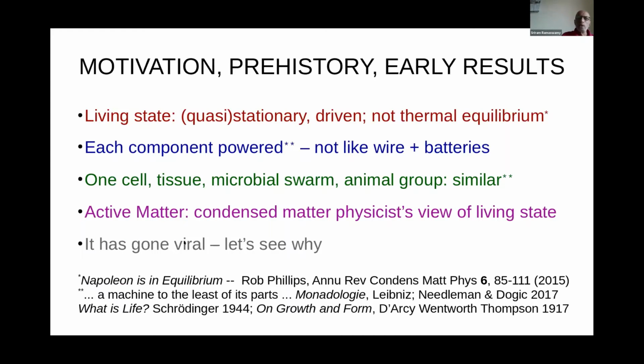Okay, so let me begin with motivation and so forth. We will all agree, and Shahid very eloquently explained this during his overview in the morning, that the living state is not thermal equilibrium.